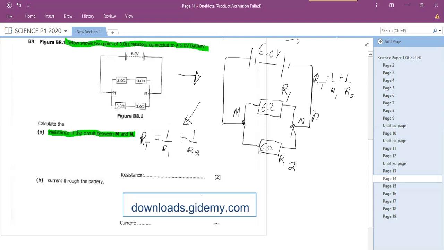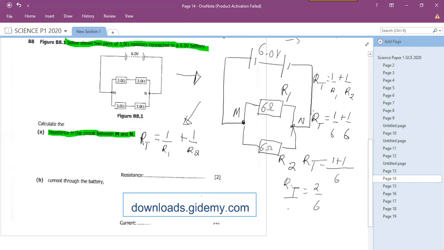So R tot is equal to 1 over R1, which is 6, plus 1 over R2, which is 6. Then this is now a fraction, so the lowest common denominator will be 6. 6 divided by 6 is 1, multiplied by 1, it will be 1 there. 6 divided by 6, it will be 1, multiplied by 1, it will be 1. So 1 plus 1, R tot will be 2 over 6.